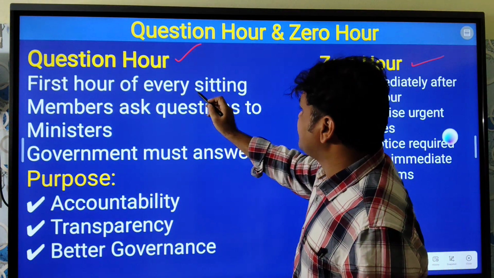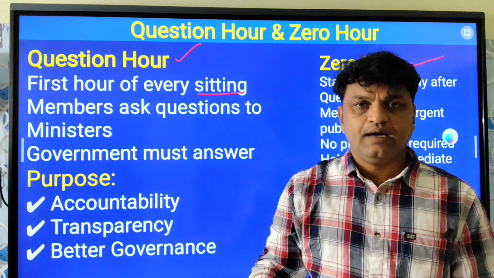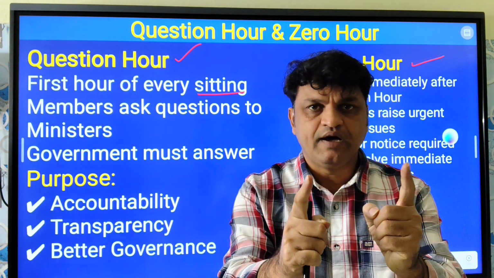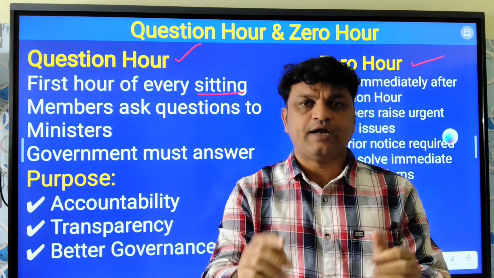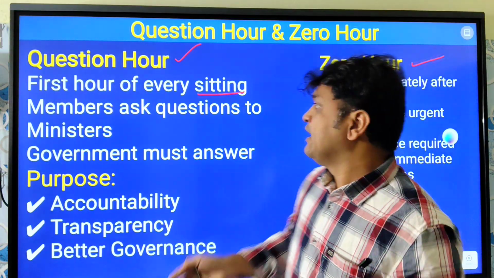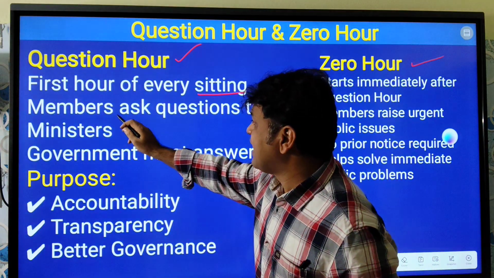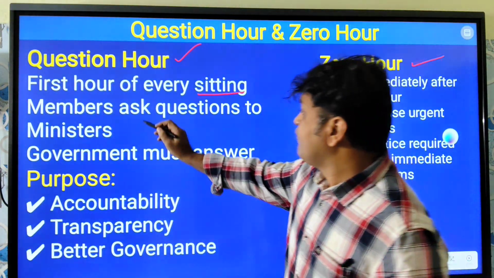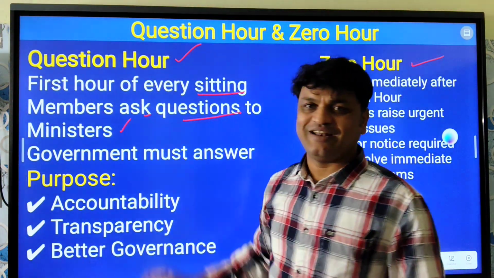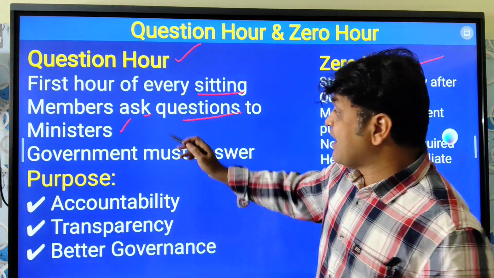The first hour of every sitting, if Parliament is sitting today, the first hour from 9 to 10, as Parliament sits at 9 o'clock in the morning, is called question hour. In the first hour of every sitting, members of Parliament ask questions to the minister. Ministers are part of the government. So they will ask the question.